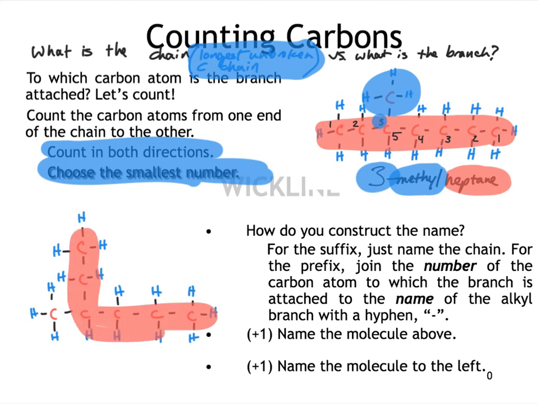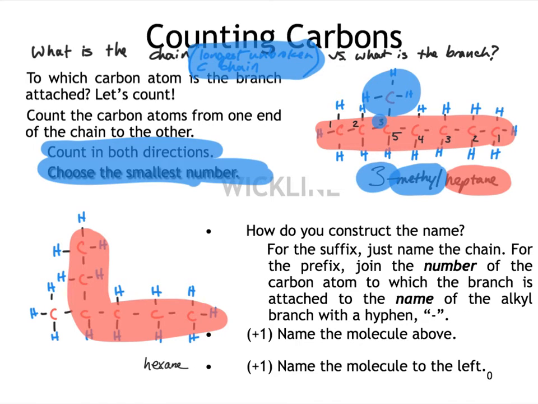So here is our longest unbroken chain. This forms basically the end of the name, and I said there were 1, 2, 3, 4, 5, 6 carbons. So this is going to be a type of hexane. But again, we do need to identify the branch and its location.